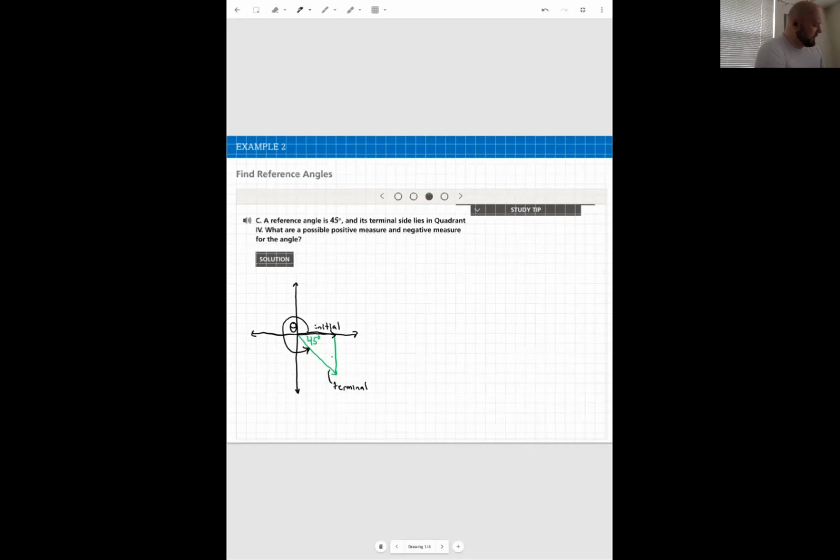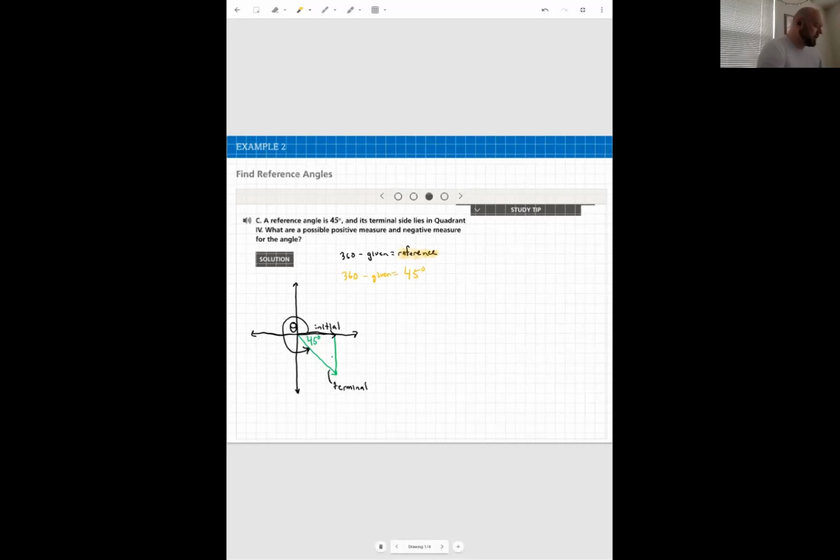So if you think back to what we just said for part B, because I'm in quadrant 4, I can do 360 minus the given angle, which will give me the reference. But I don't have a given angle this time. This time I have the reference angle, and I know that that's 45 degrees. So if I say 45 degrees over here, 360 minus the given is 45.